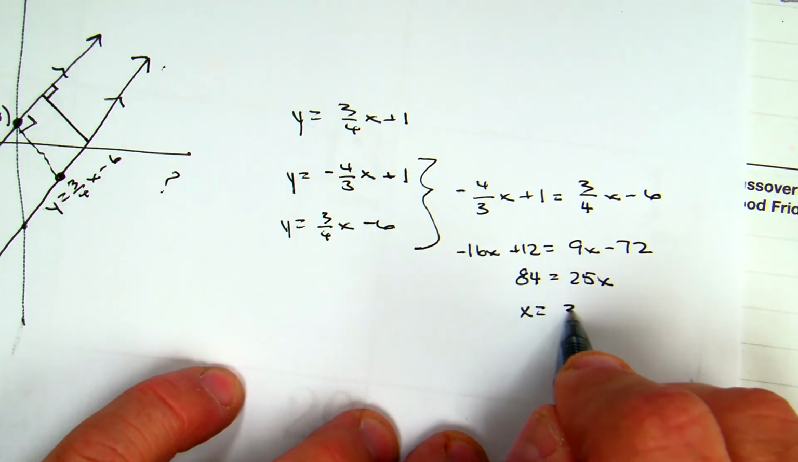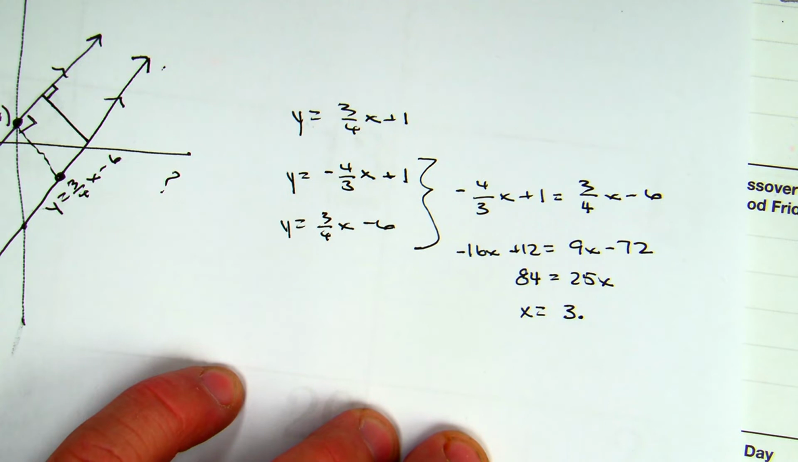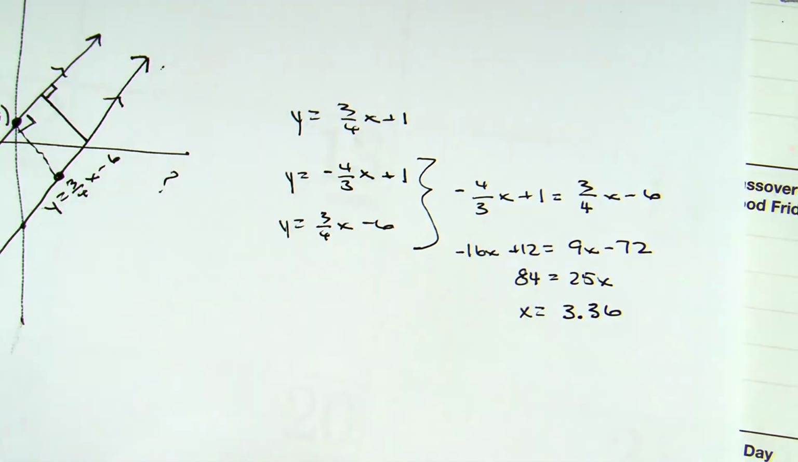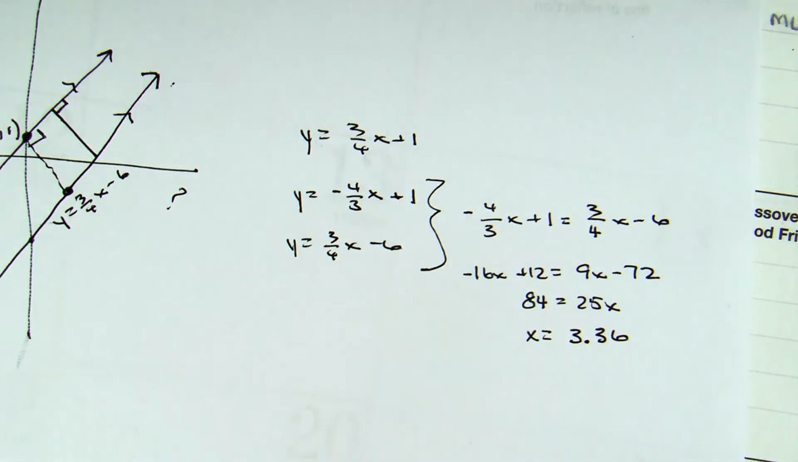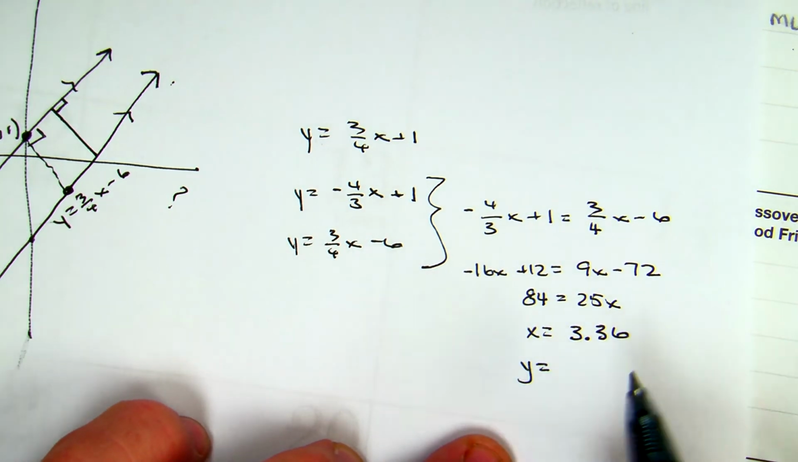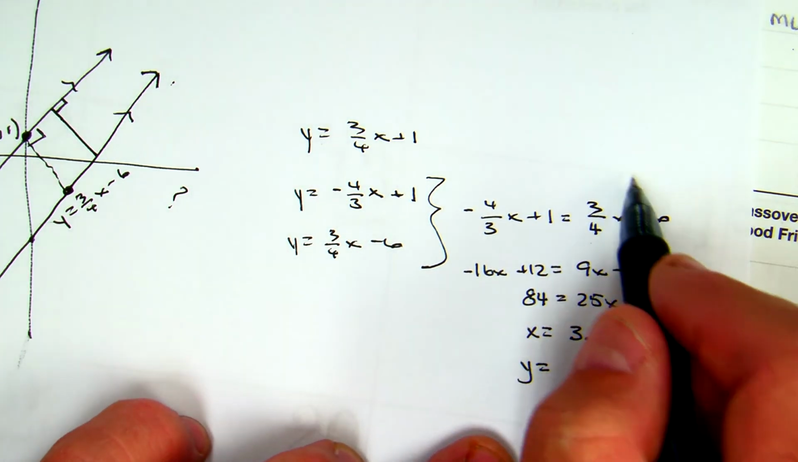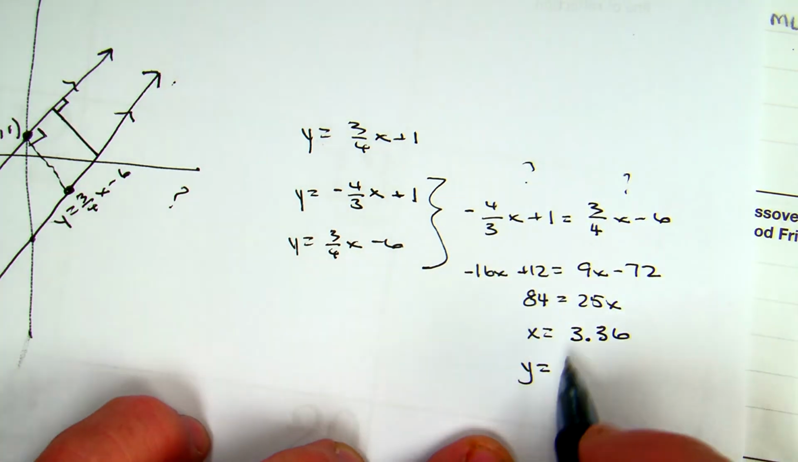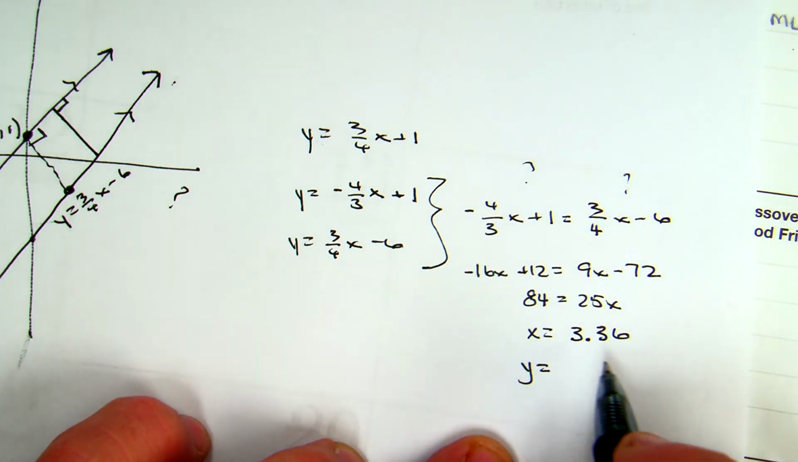And when I divide it, I get a decimal. 3 and 9/25 is 3.36. To get the y coordinate, I just plug it back in. You can plug it into either one of these; it's not going to matter. y ends up being negative 3.48.